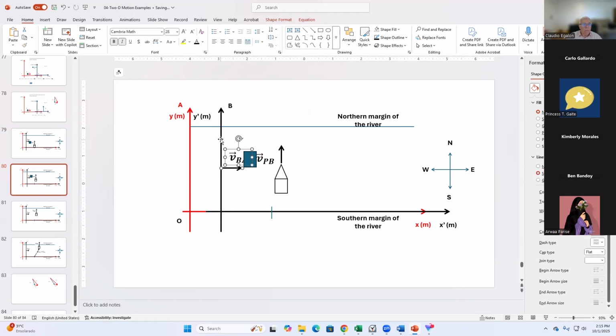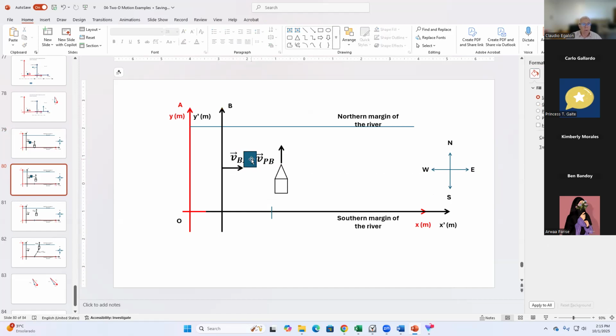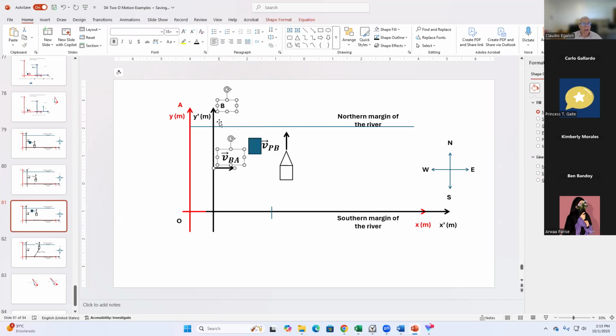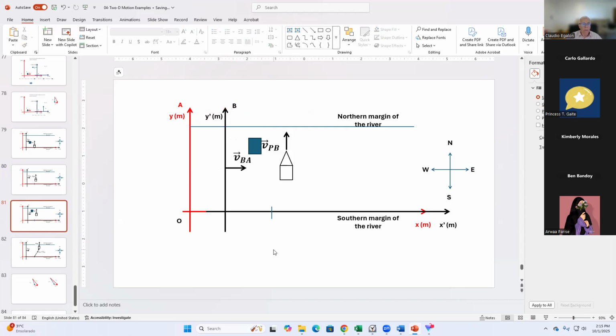So I have to move my referential a little bit more to the right. Yeah, good. In the next slide, I should be able to draw my referential a little bit more to the right again, right? Here you go. The boat is moving with the river stream.